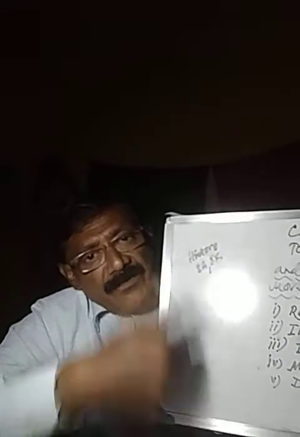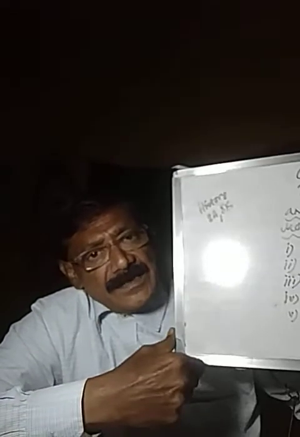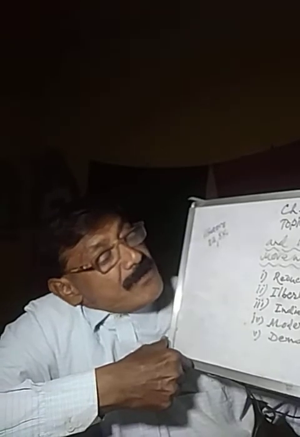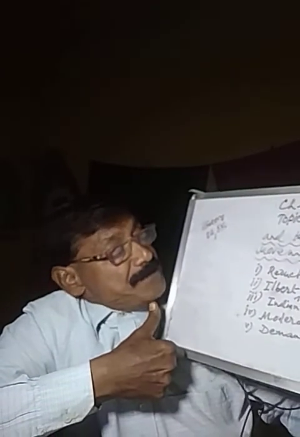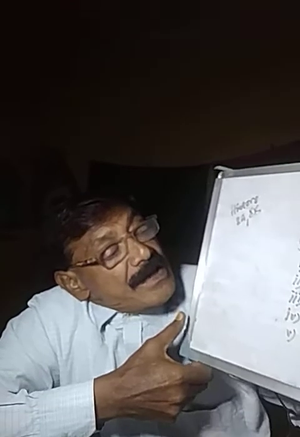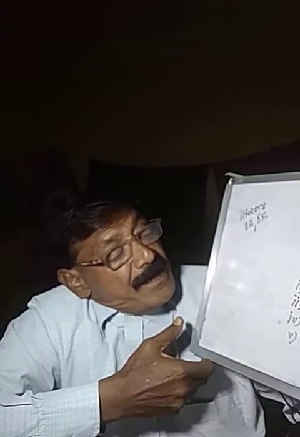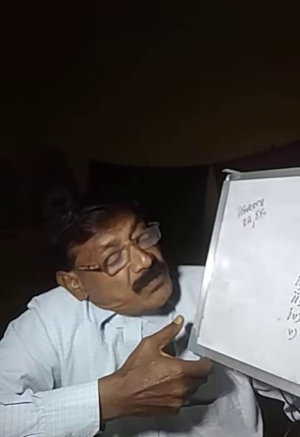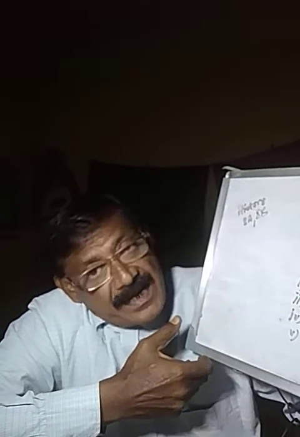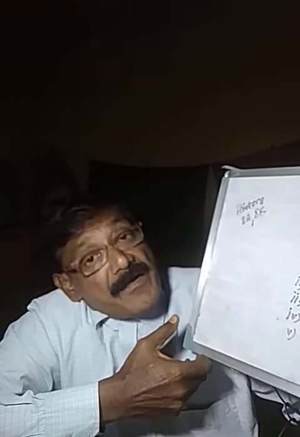Here are the following points. Please look at the board. First point is reduction in age for ICS examination. Second point, Ilbert Bill controversy. Third point, Indian National Congress. Fourth point, moderate era, and point number 5, demands.